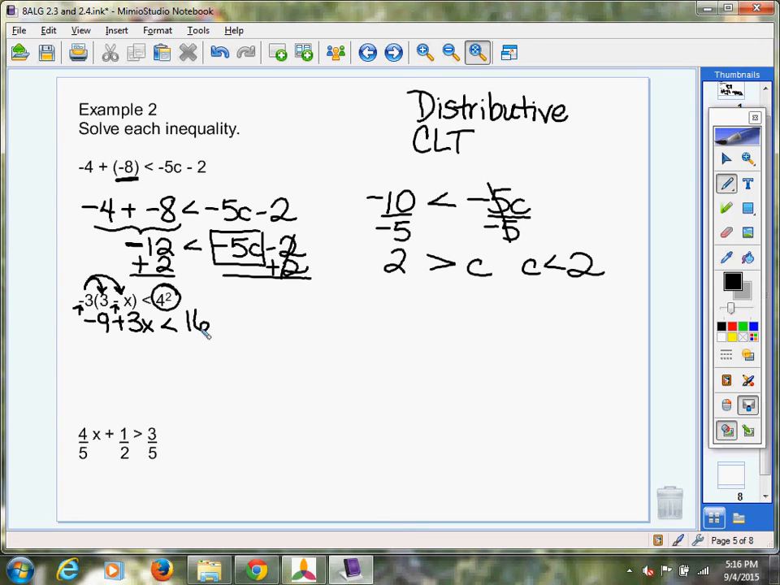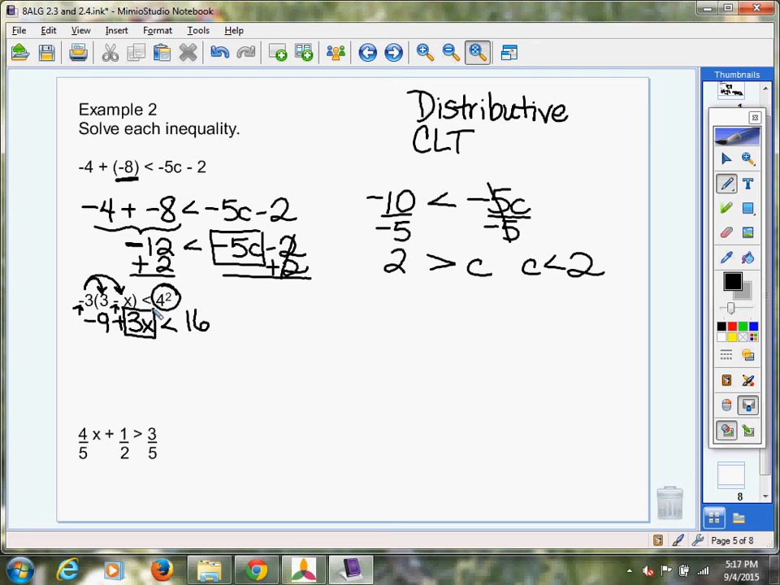Now from here, it's just a regular old two-step equation or inequality. We're going to isolate the x term. We're going to get it by itself. So we're not going to really worry about the 3 right now. We're going to move that negative 9 over.